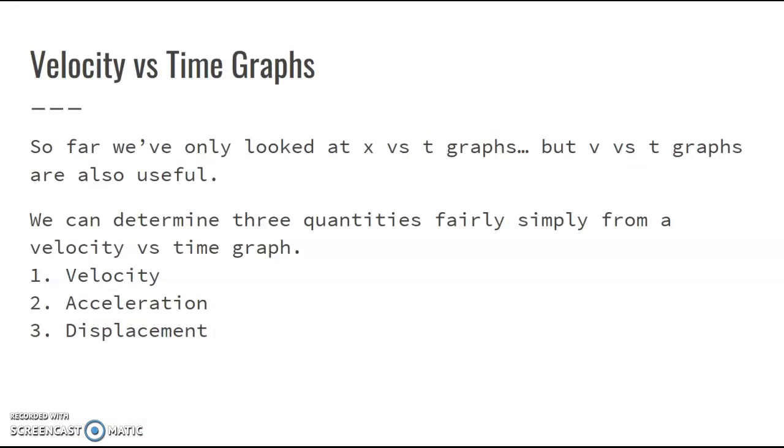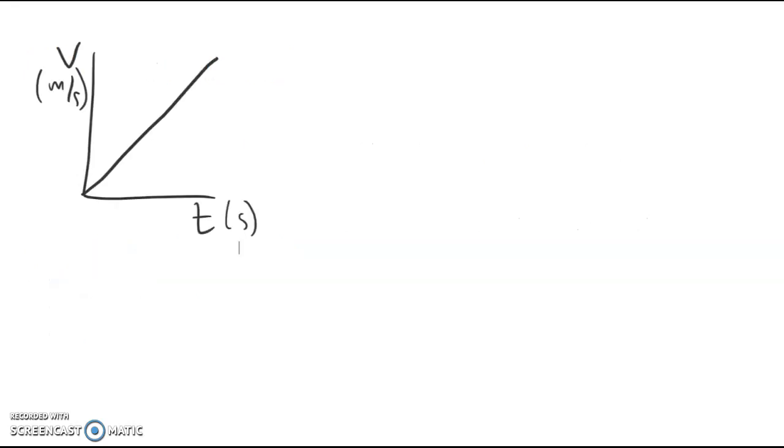Now, the last thing I want to touch upon is a velocity versus time graph. These are also very useful. We can learn three things from these. We can learn what the velocity is. It's a velocity versus time graph, so we just read it off the graph. We can learn the acceleration of the object, and we can also learn about its displacement. All right, so what I mean by that. Let's look at this velocity versus time graph. I quickly sketched it. This is basically the simplest graph you'll ever see.